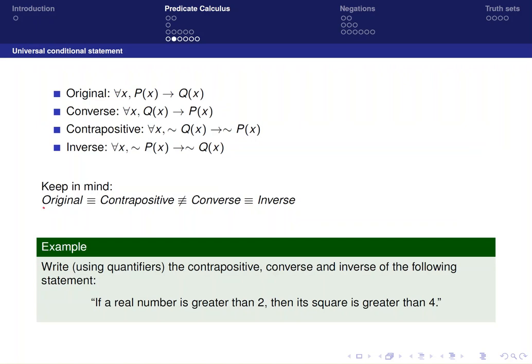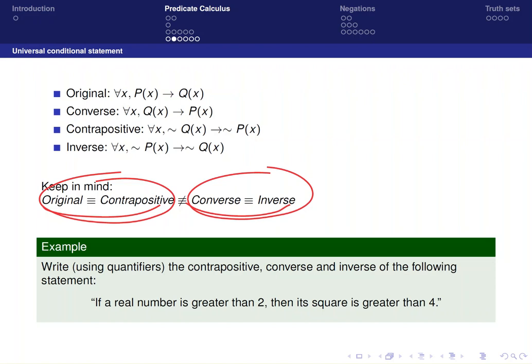Also keep in mind that the original and the contrapositive are still equivalent. The converse and the inverse are still equivalent, but none of these two on the left is equivalent to any of these two on the right. Let's practice this by looking at this example. If a real number is greater than 2, then its square is greater than 4. Let's see if we can get the contrapositive, converse, and inverse.